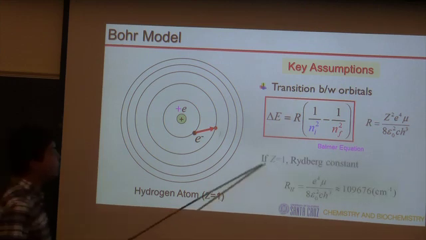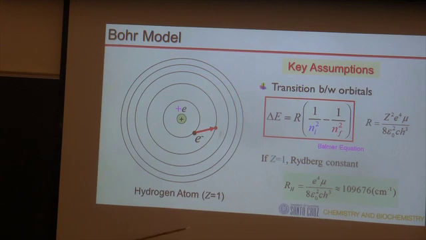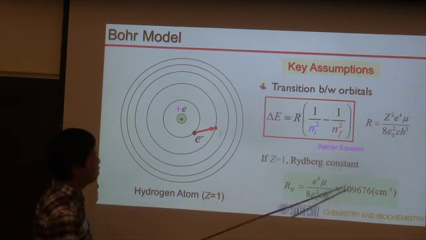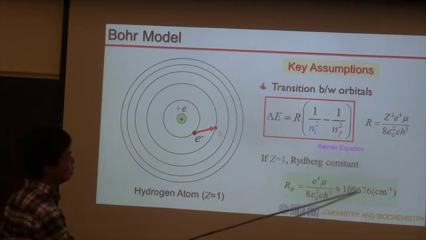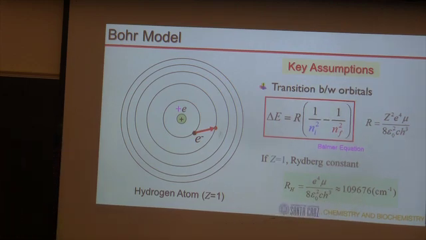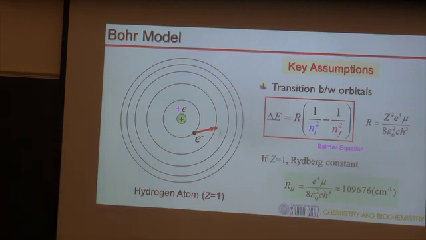But in chapter 1, we mainly talk about hydrogen atoms, which means Z equals 1. And if we plug in Z equals 1, plug in the other constants, and calculate the reduced mass, we can get this number. This is the famous Rydberg constant we give to you. You can directly use it in the homeworks or in quizzes and exams.